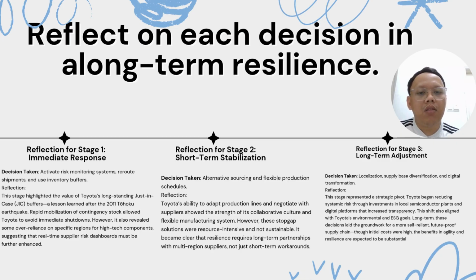Finally, in stage three, long-term adjustment, Toyota began diversifying supplier locations and investing in digital platforms to improve transparency. This marks a strategic pivot towards creating a more resilient, self-reliant supply chain that will better withstand future disruption.